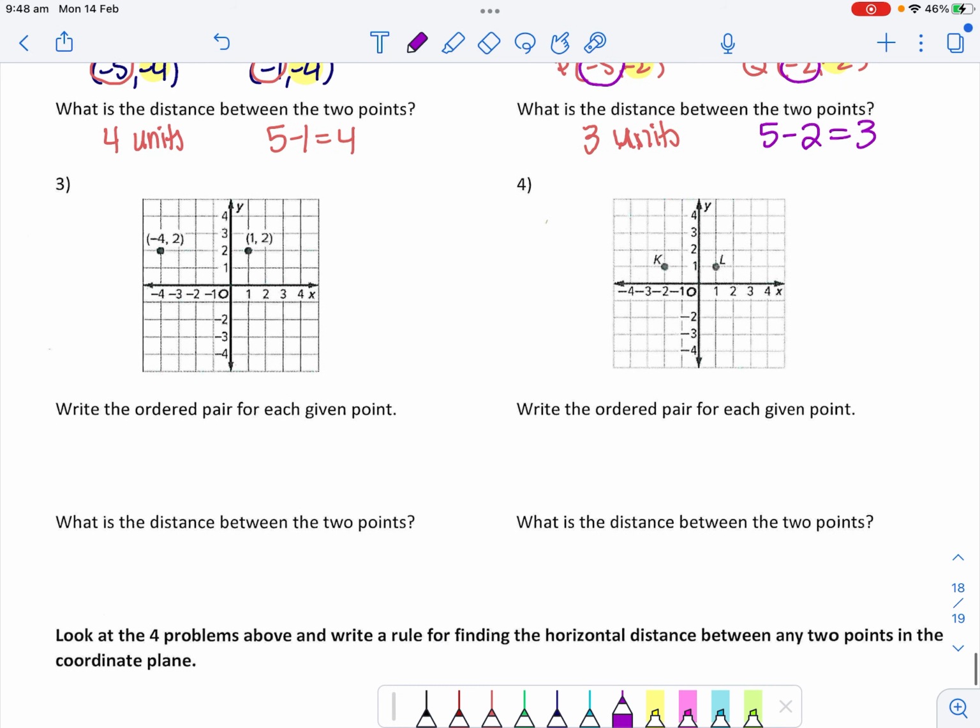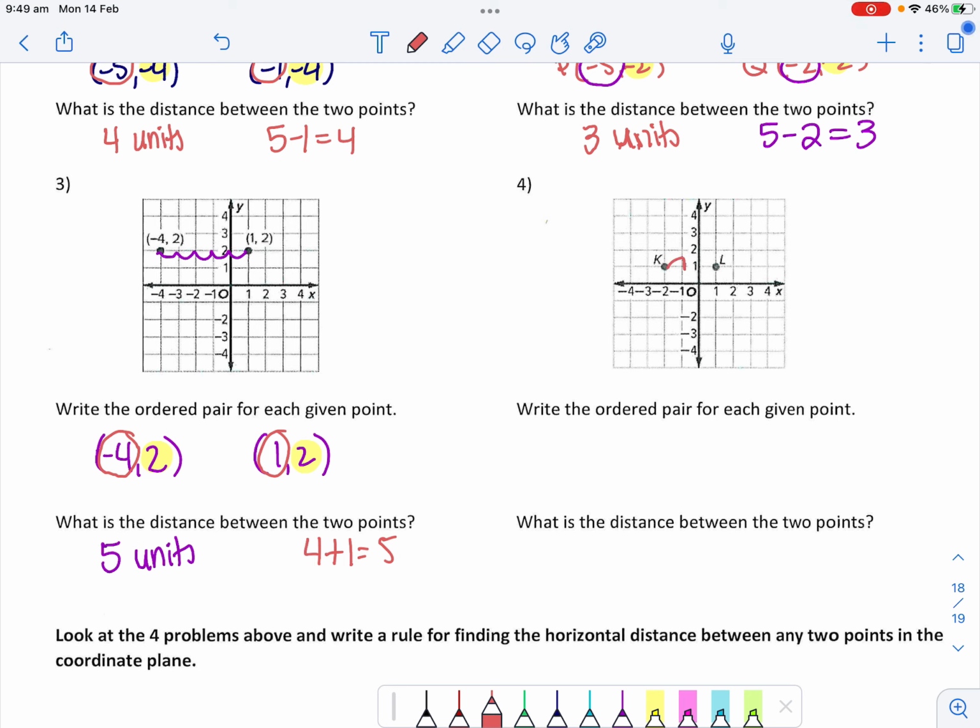So number 3 and number 4, very similar. The points are still horizontally across from each other, but now they're on opposite sides of the y-axis, I'm sorry. So if I count 1, 2, 3, 4, 5, my distance is going to be 5 units. So if I have the graph, I'm going to use it. But if I've just got my ordered pairs, -4, 2, and 1, 2, I'm going to identify the ones that are the same, and then I'm going to use the other ones. So -4 and 1, they are on opposite sides of the y-axis. So I'm going to add these 2 points together. 4 plus 1 is 5 units.